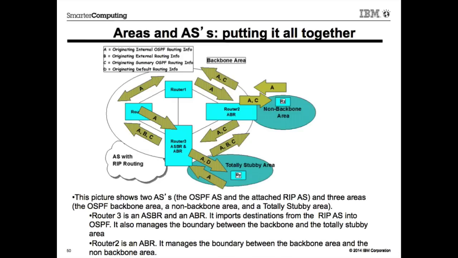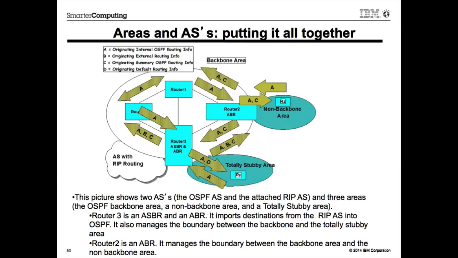So slide 50, now we've got areas and autonomous systems. In the picture here, we have a backbone area with 4 routers in it. Attached to the lower left-hand corner, there is a little RIP autonomous system, and there's a non-backbone area and a totally stubby area. And these arrows show what kind of advertisements are originated, because one of the keys to topology is routers advertising topology. So for example, router 1 is advertising internal OSPF routing information, in other words, information for that area. He's not an area border router, he's not an ASBR, he only advertises internal OSPF information. Router 3, no, sorry, let me do router 2, because we'll start with that.